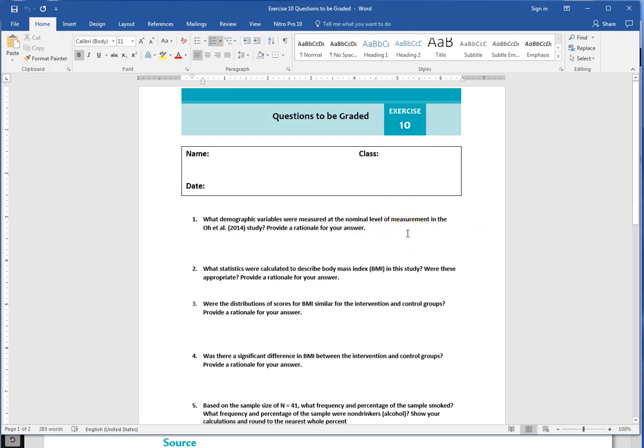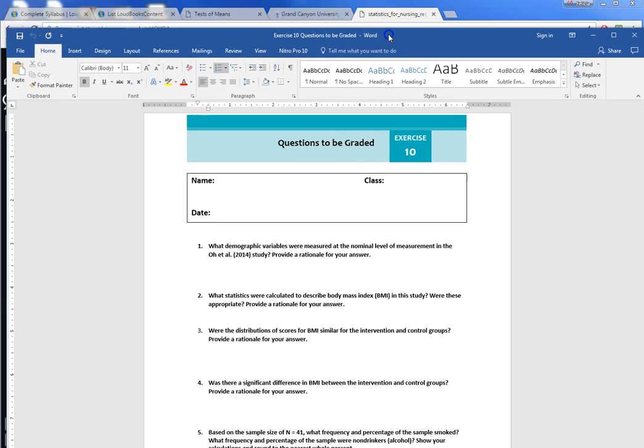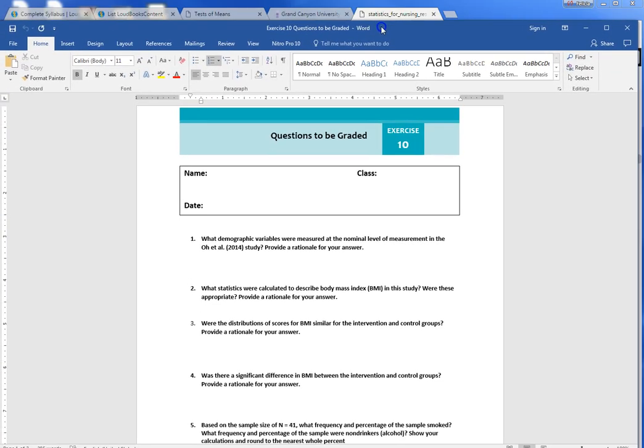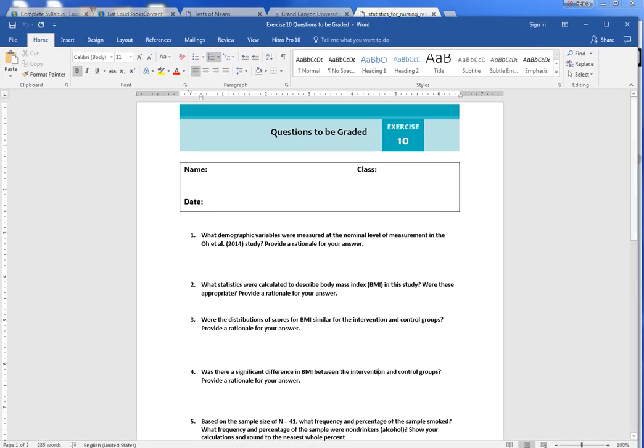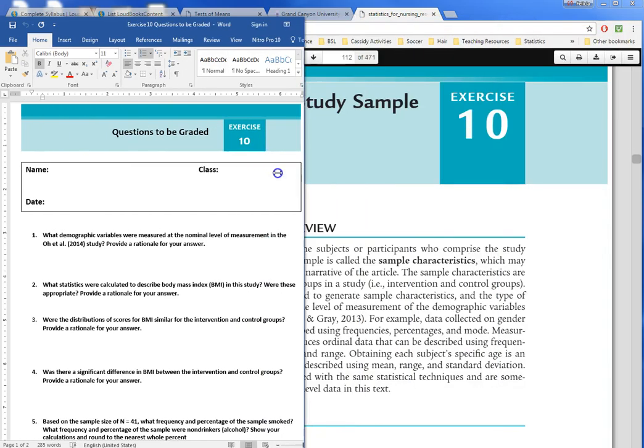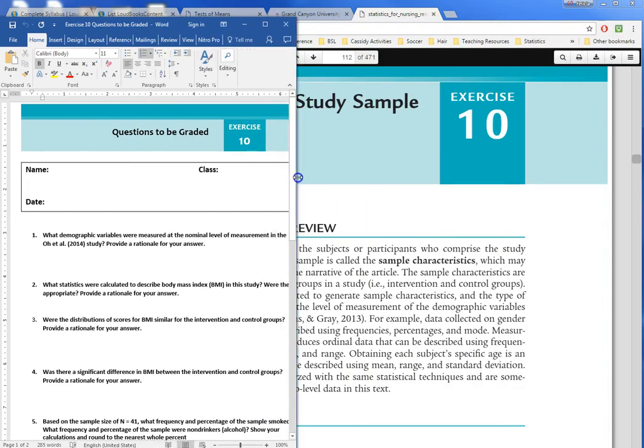What demographic variables are measured at the nominal level of measurement? So this wants me to tell them what are measured at the nominal level, which would be that category or labeling level of measurement. I have the book open in a different tab, so let me go ahead and look at that. I actually have two screens, but because my window to record is smaller, I'm going to have to toggle back and forth a little bit here.